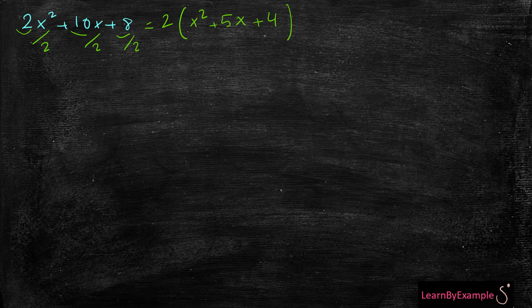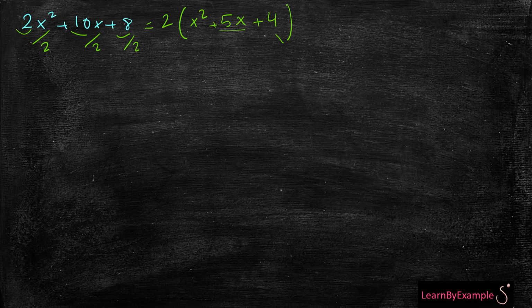Is this a perfect square at the moment? Let's take a look. The first one is a perfect square of x. The last one is a perfect square of 2. The middle term should be 1, which is the coefficient of my x, times the square root of my last term, which is 2, times 2 times x, which gives me 4x. And it does not equal what I have here. Therefore, this is definitely not a perfect square.